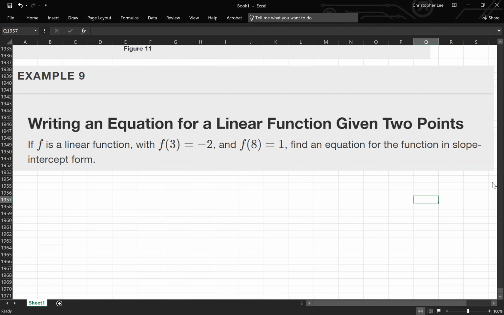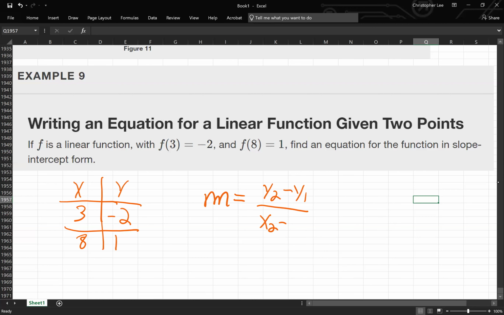All right, don't be confused by this. What's x, what's y? The reverse. 3 and -2, and what else? 8 and 1. That's it. You already know what to do. Slope m is equal to y2 minus y1 over x2 minus x1. In this case, I'm going to do -2 minus 1 over 3 minus 8. Little math, -3 over -5. So call this 3 over 5.